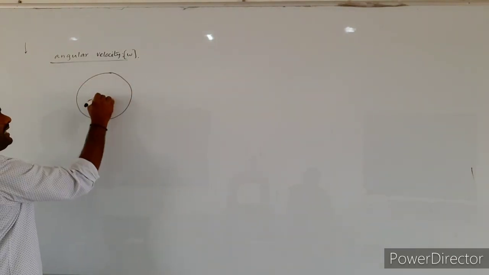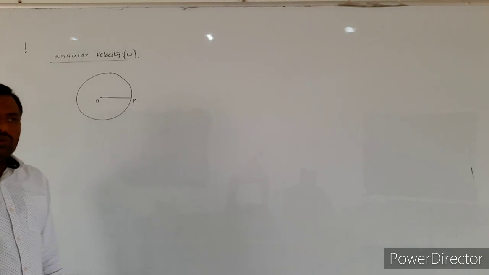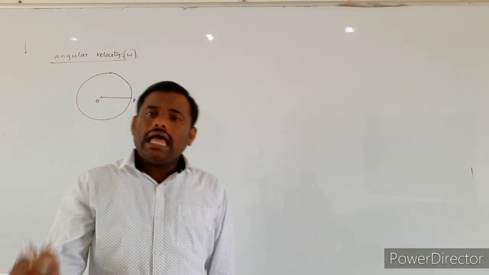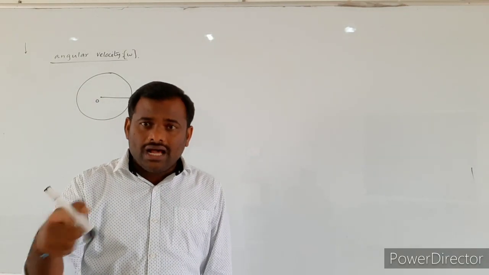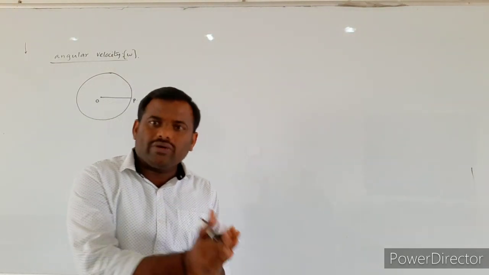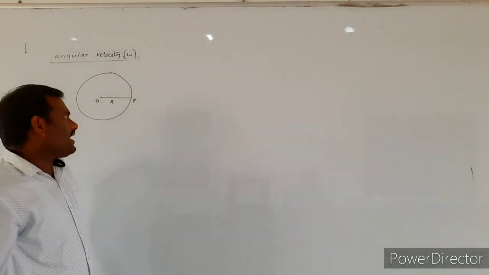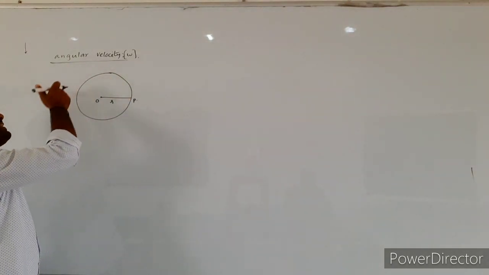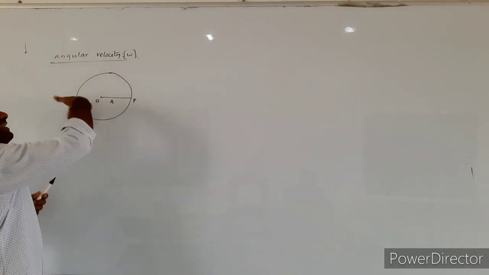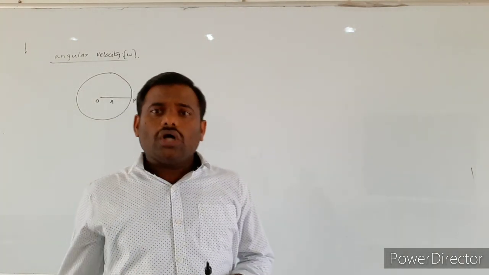So here we are assuming that a particle is revolving in uniform circular motion. Along with the motion of the particle, one more quantity is also rotating, that is the radius vector. The particle is revolving along the circumference of the circular path, and this radius vector rotates about its center.